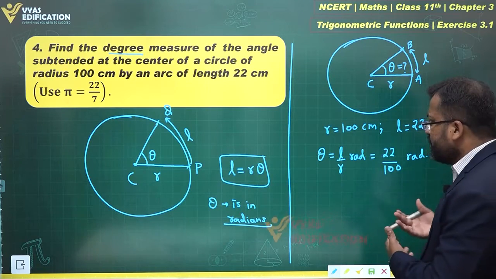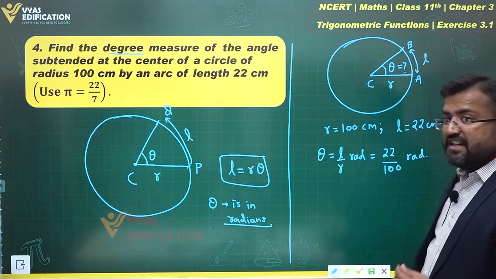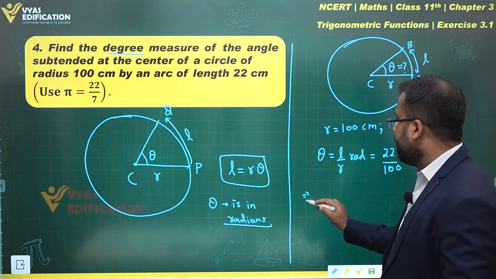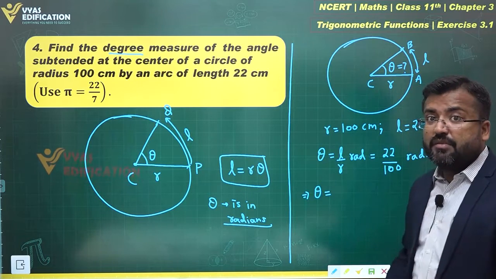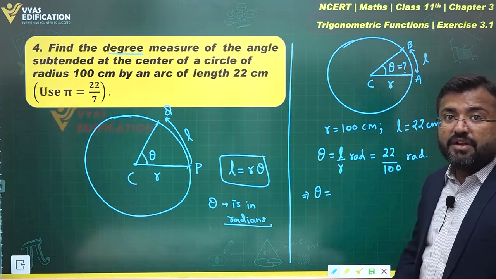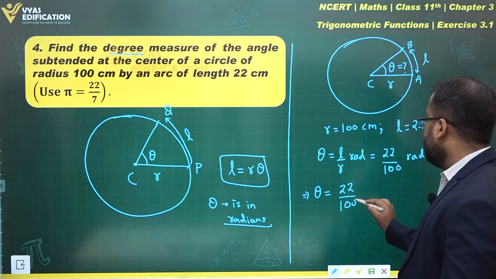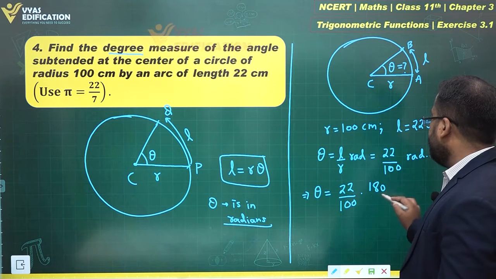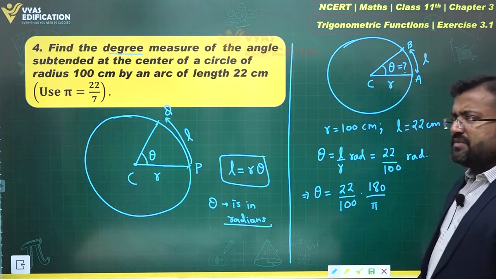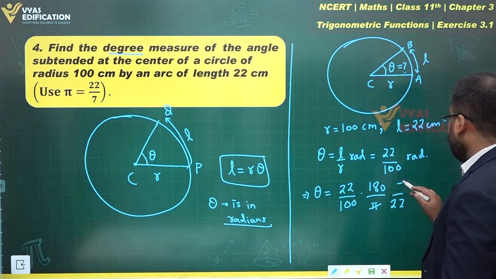So after this, the question becomes very simple. We have to simply convert this measure of radians in terms of degrees. How do we do that? If you have to convert this radian in terms of degree, we have to multiply by 180 upon pi. This is 22 over 100 multiplied by 180 upon pi. Now what is pi? Pi is already given 22 by 7.